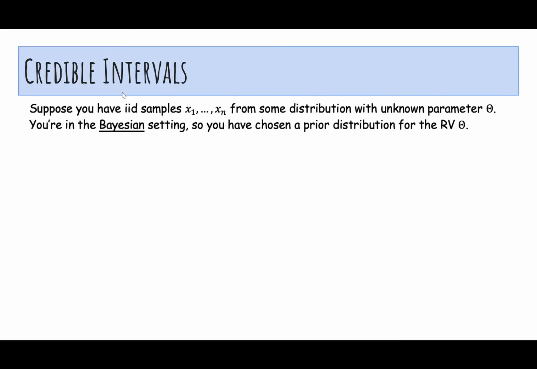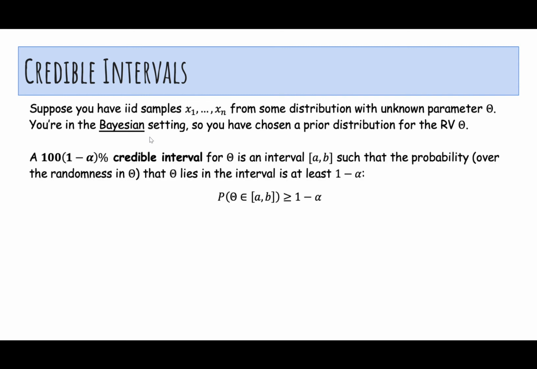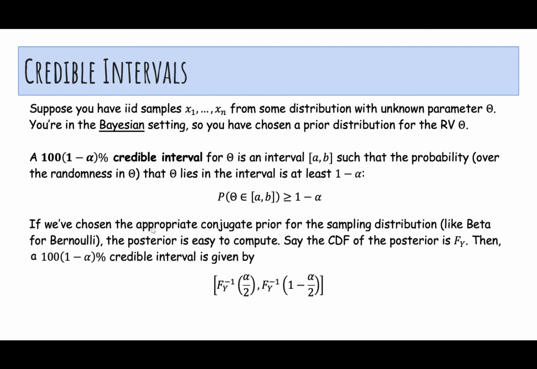In general, if you have IID samples x1 through xn from some distribution with unknown parameter theta, and we're in the Bayesian setting, so we have a prior distribution over theta, then we can construct a 100 times 1 minus alpha % credible interval for theta, which is an interval such that the probability over the randomness in the random variable theta that theta lies in the interval is at least 1 minus alpha. And if we had chosen the appropriate conjugate prior for the sampling distribution, like a beta prior for Bernoulli, then the posterior is easy to compute.